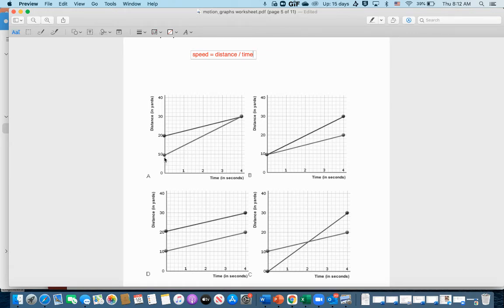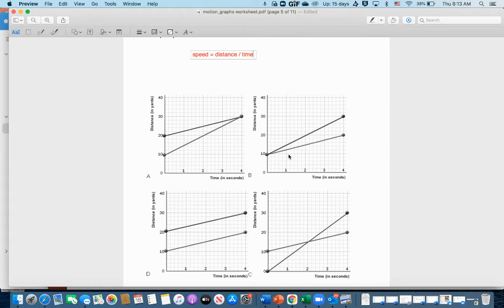Well, in 4 seconds, this runner covers 30 yards, right? It went from 10 to 30. But this one only covered 10 yards. It started at 20 and ended up at 30. So these are definitely not the same speed. This one had to run twice as fast because it was covering twice the distance in the same amount of time. So it's not this one.